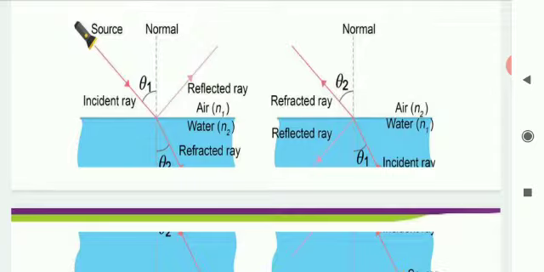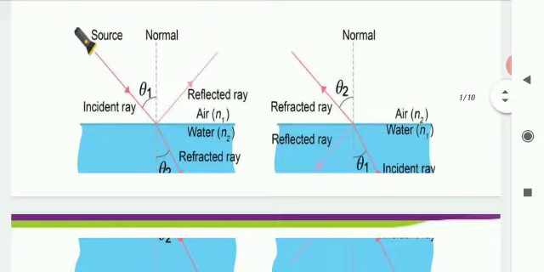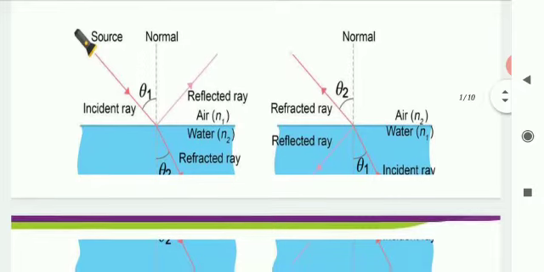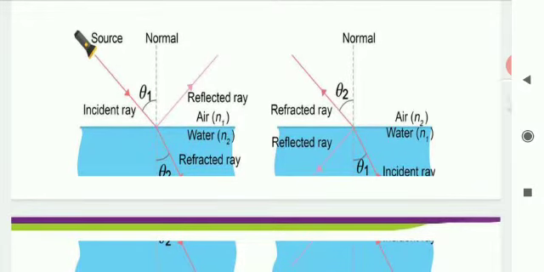That means the value of theta 1 is greater than the value of theta 2 in the first picture. And in the second picture, the one on the right hand side, the value of theta 2 is greater than the value of theta 1. That means in the picture on the left hand side, the light is coming from the torch, and in the second picture, light is going out towards the torch. So in both cases, the angle of incidence and angle of refraction differ.